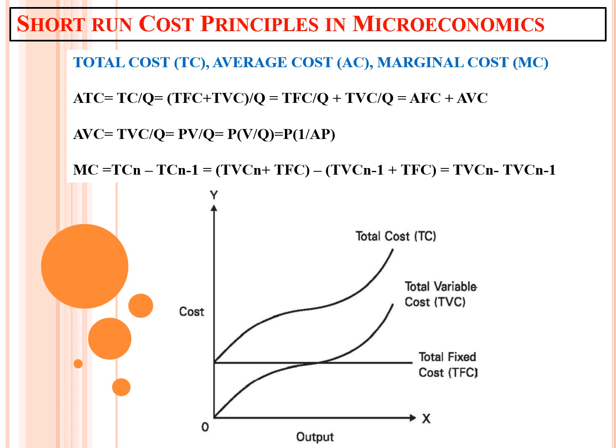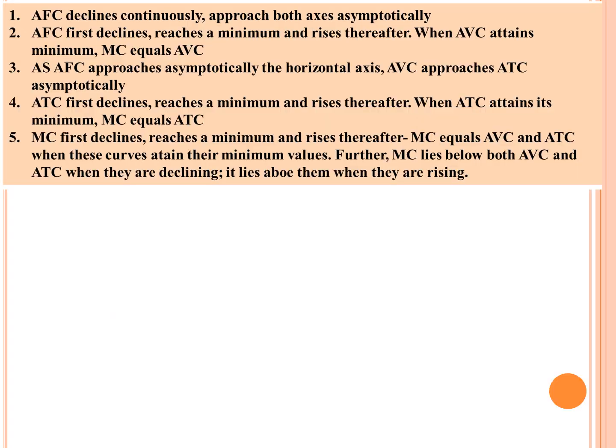So total cost is equal to the combination of total fixed cost plus total variable cost, and it will always start at the point where total fixed cost has been raised. If you learn all these things, then it is easier for you to learn other things in detail. Let's go to the other slides.